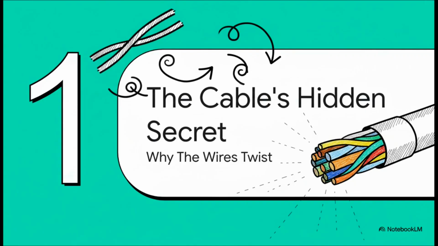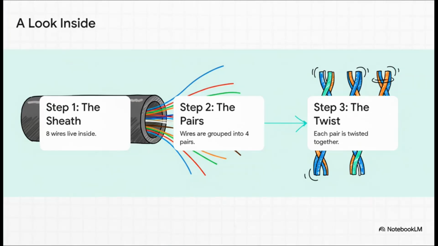Let's take a look. So if you were to actually slice open an Ethernet cable, the first thing you'd get through is that outer plastic sheath. Inside, you'd find 8 little wires. But here's the thing, they're not just a jumbled mess. They're neatly grouped into 4 pairs. And this is the really important part. Each of those pairs is twisted around itself.